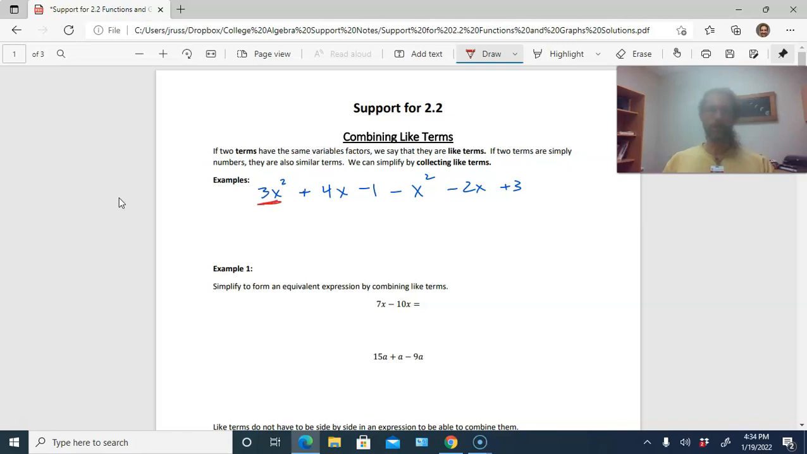This first term, 3x squared, is like this other negative x squared, because these both have x's, and the x's are both raised to the same power. So these are like terms. By the way, there's not a number in front of this x squared term, but we could put one there if we wanted. There's always going to be an understood 1. So it's like there's a little negative 1 sitting in front of that x squared.